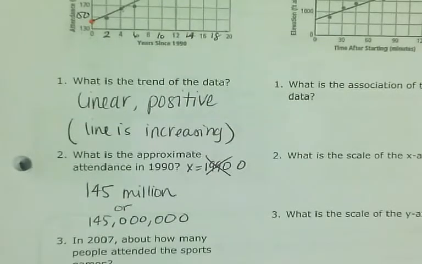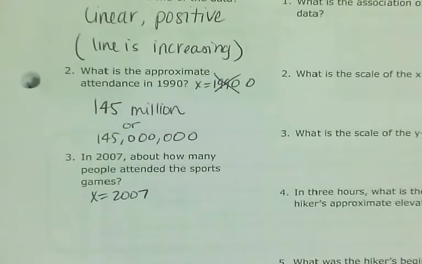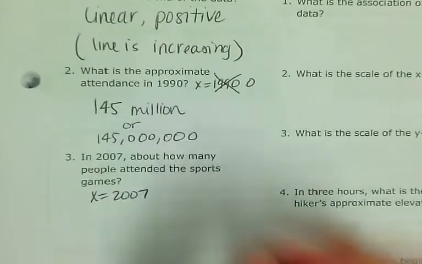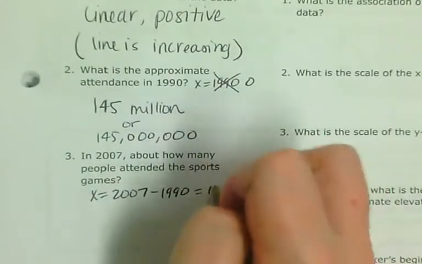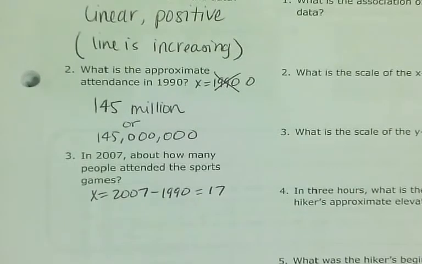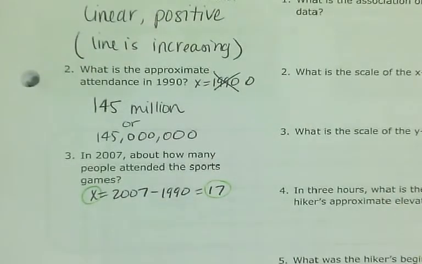In 2007, about how many people attended the sports game? So 2007, is that an X or a Y? That's an X. So X is 2007, but what do we have to do to find it on the graph? You have to count up from 1990. Yeah, so could I subtract them? Yes. So minus 1990. What is 2007 minus 1990? 17. So I need to go on my graph and find when X is 17. That's what I'm looking for.